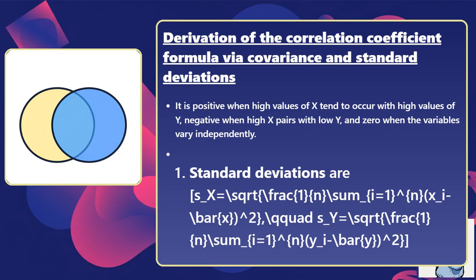Standard deviations are s_x equals the square root of 1 over n times the sum from i equals 1 to n of (x_i minus x bar) squared. s_y equals the square root of 1 over n times the sum from i equals 1 to n of (y_i minus y bar) squared.